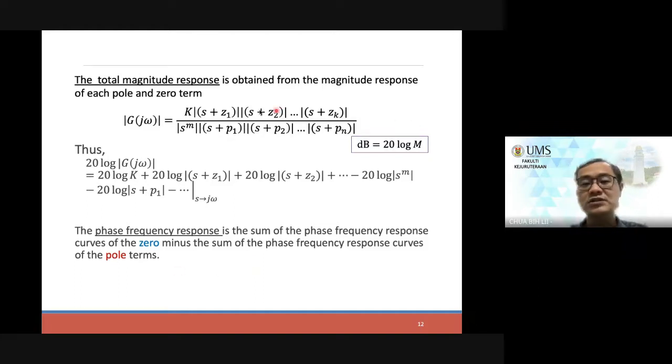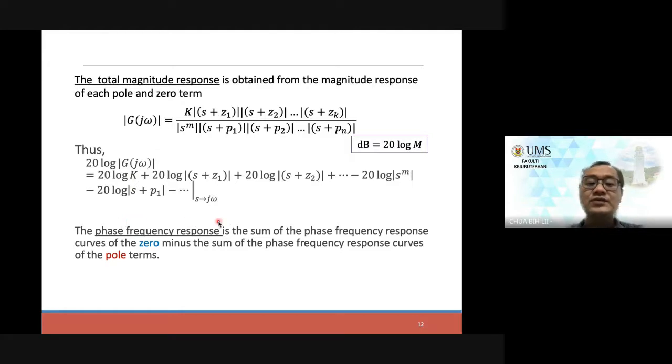Even though the equation consists of complex fractions, the total magnitude response becomes 20 log K, plus 20 log of this term's magnitude, and then for the divisions we subtract, so minus 20 log of the next term, and so on and so forth. We use 20 log of the magnitude because later, when we plot the Bode plot, we will use the magnitude in terms of dB. So all these 20 log M values become 1 dB, 2 dB, and eventually we get numbers.